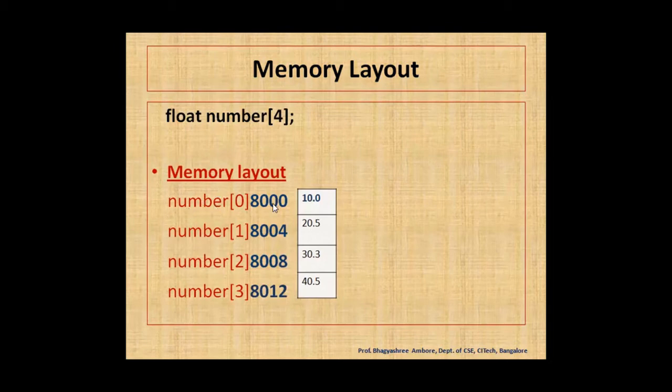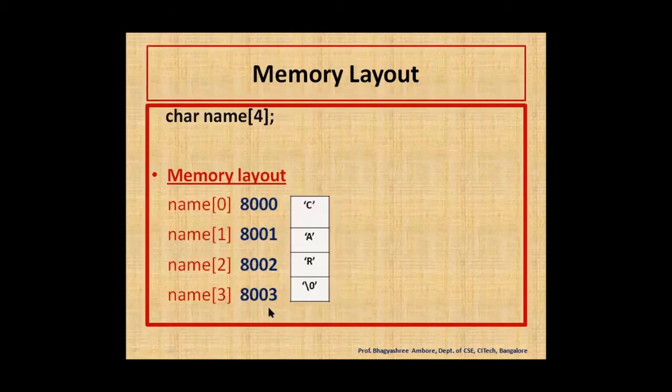Starting address is 8000. First value will be stored at location 8000. Second value will be stored at location 8004 because float takes 4 bytes. So 8000 plus 4 equals 8004. Next element will be stored at 8004 plus 4 equals 8008. Next element will be stored in the location 8008 plus 4 equals 8012. So it is a continuous memory location.